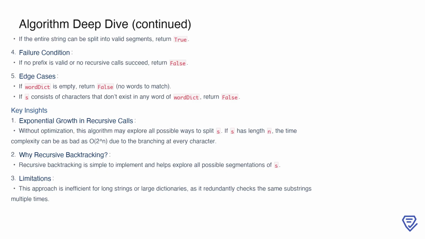Now, let's discuss the computational implications of this approach. Recursive backtracking can lead to exponential growth in the number of recursive calls. For a string of length n, the time complexity can become O(2 to the power of n), as we explore all possible ways to split the string at each character.